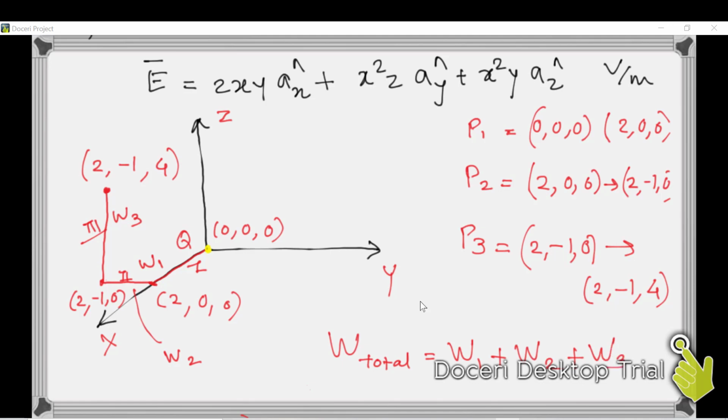Now what is our equation? We know W is equal to minus Q integration from initial point to final point, where the initial and final points are taken according to the path, A and B, multiplied by E bar dot dl bar. Q is constant, it is already given as 5 microcoulomb. E bar they have given, dl bar they have given.